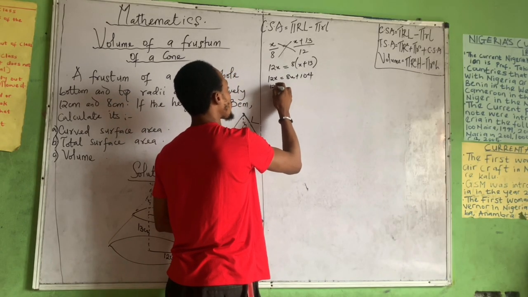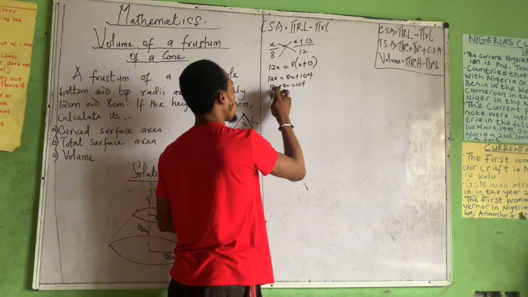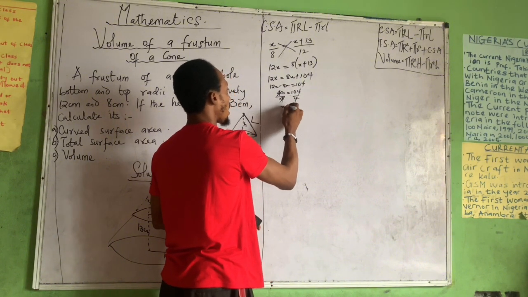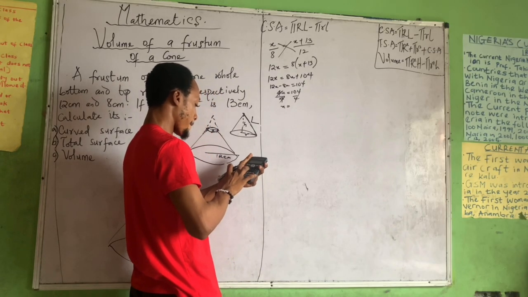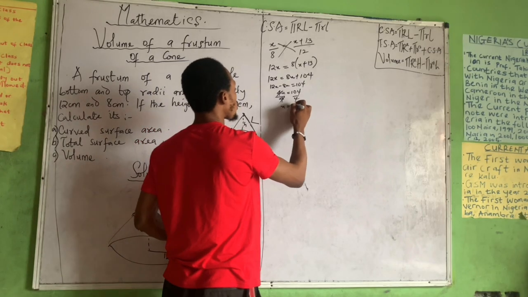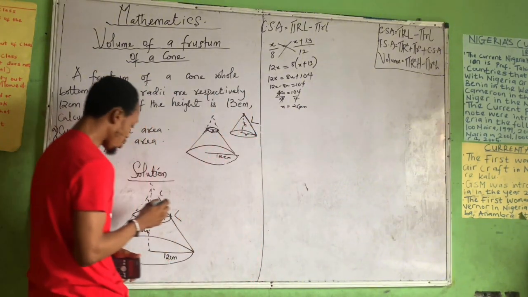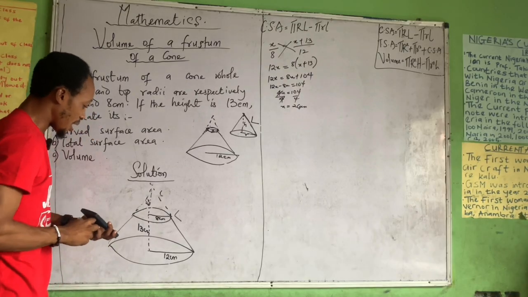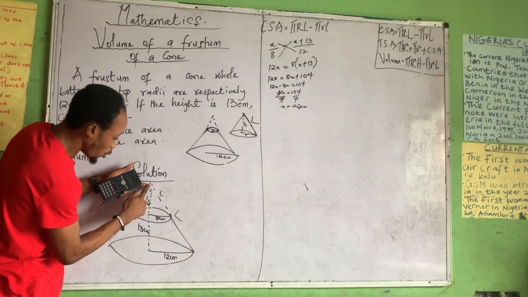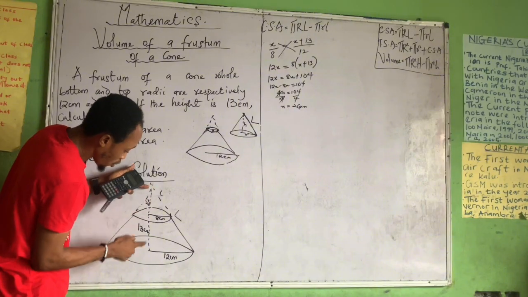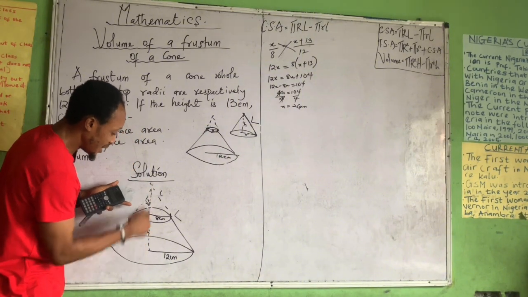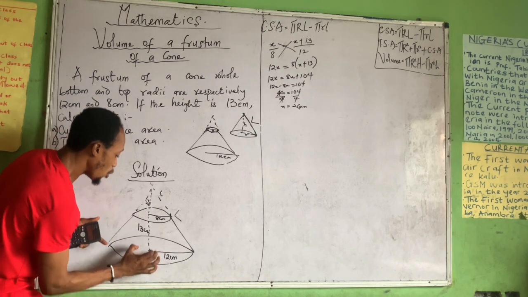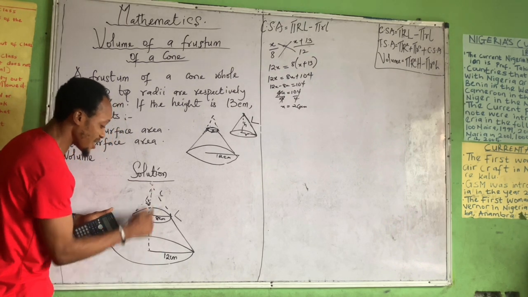So 12x minus 8x equals 104, so 4x equals 104. We divide both sides by 4, so x equals 104 divided by 4. x gives us 26 centimeter. So this place is 26 centimeter. Now to get the big height, it is this and this that give us the big height. That will give us 39 centimeter for the big height of the cone. The small height of the cone is 26, but the big height links it to the height of the frustum to give us 39 centimeter.